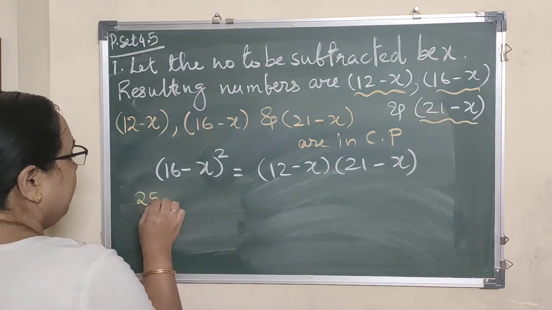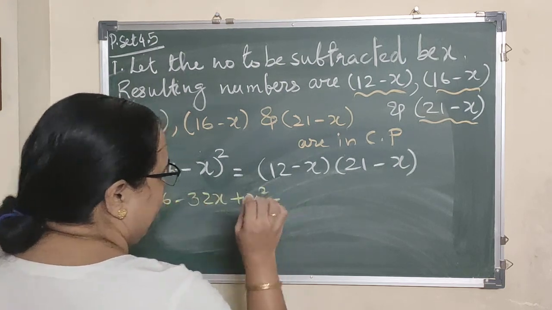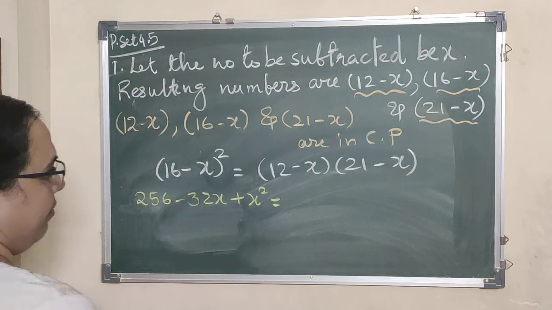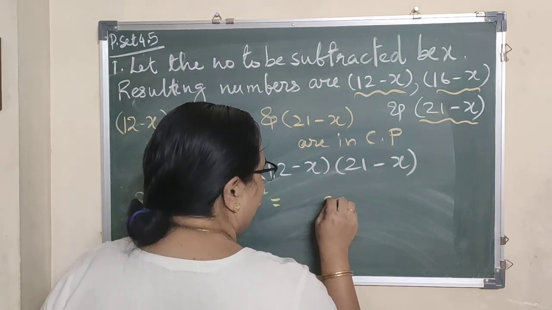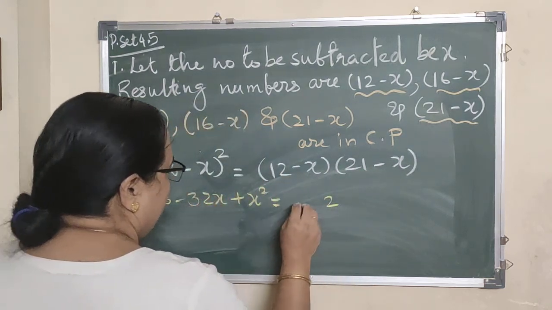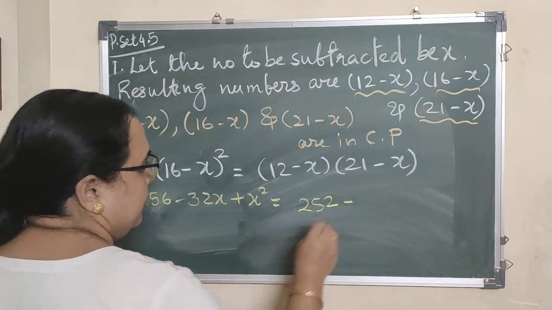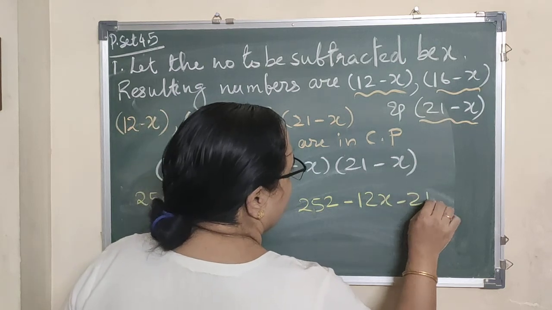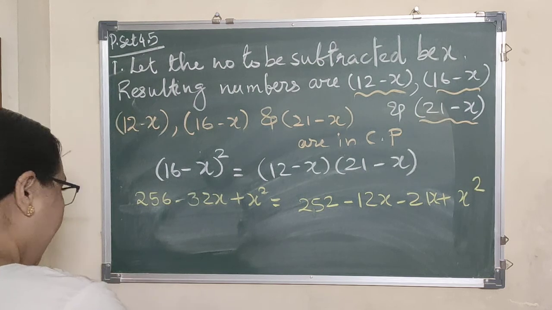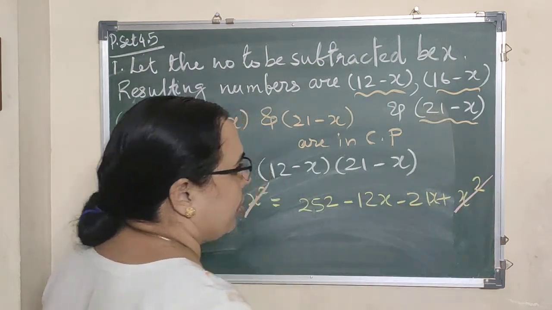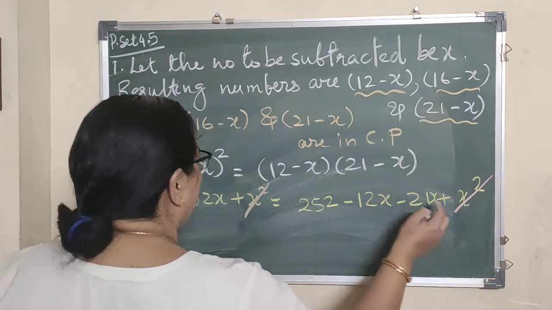You get 256 minus 32x plus x square, 12 into 21. What do you get is 12 ones are 12, 12 twos are 24 plus 1, 25 minus 12x minus 21x plus x square. So which is the term getting cancelled? Yes. No more a quadratic. It has got converted into a linear equation. So let us see what we get here.